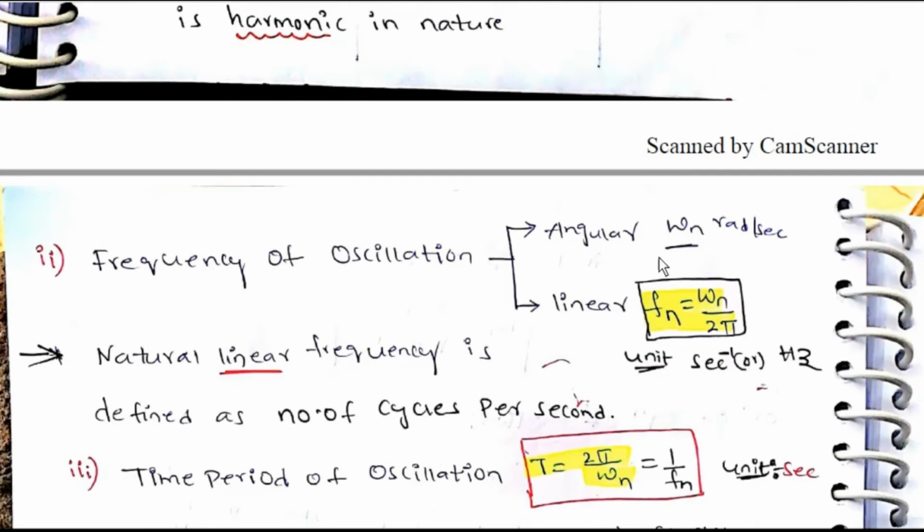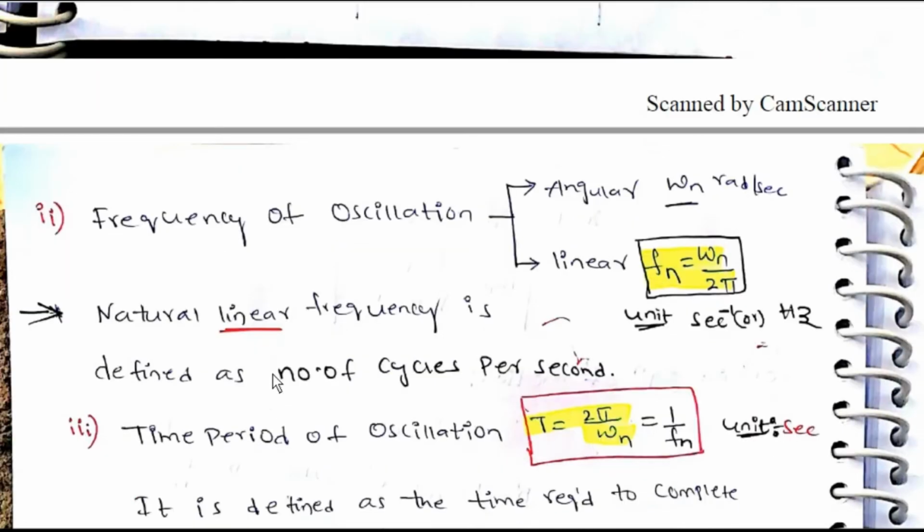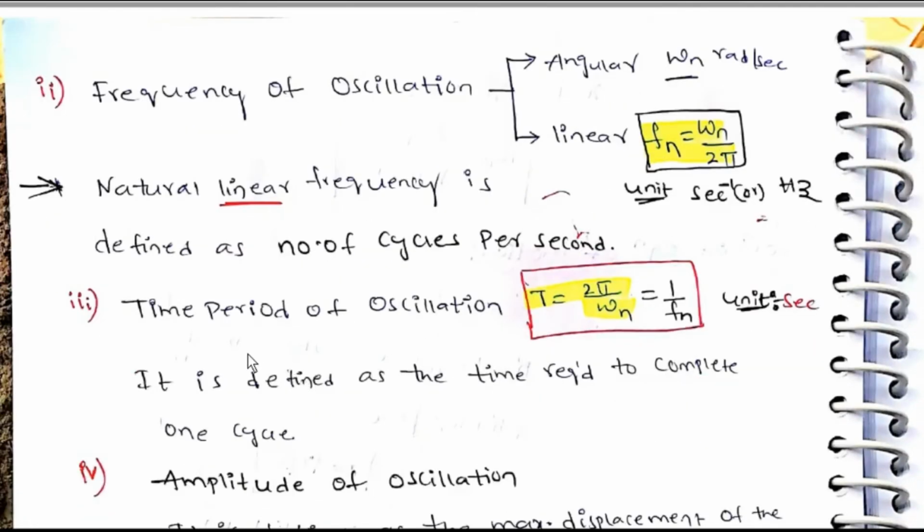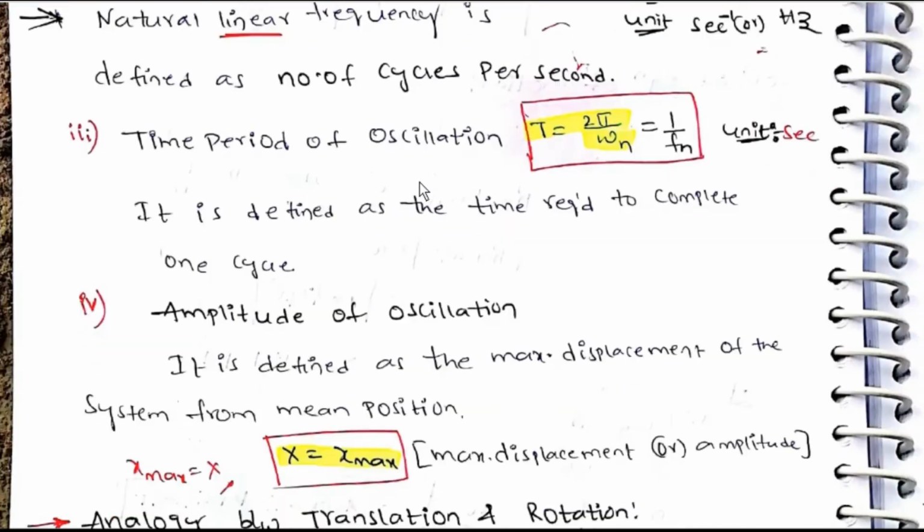Frequency of oscillation: angular frequency omega n in radian per second. Linear frequency fn is equal to omega n by 2 pi. Natural linear frequency has unit second inverse or hertz, defined as the number of cycles per second. Time period of oscillation T is equal to 2 pi by omega n is equal to 1 by fn, unit second. It is defined as the time required to complete one cycle.